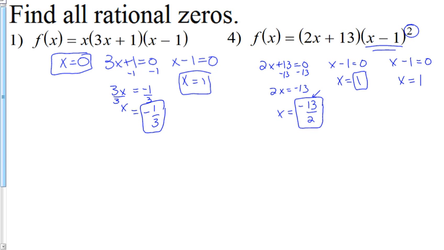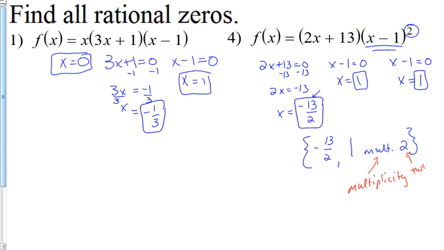We get x equals 1 twice, and the way you'll see this in answer sheets, I think you'll see it in braces. Negative 13 over 2, and you'll see 1, that's the 0, and it'll say MULT 2. So explaining this a little bit, this just stands for multiplicity. Multiplicity just means that it happens more than once. In fact, this happens twice. Twice comes from here and there. All right, so we have negative 13 halves and then 1 twice. Okay, that should get you through that first set of problems.